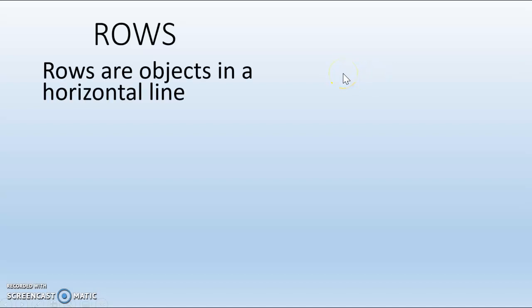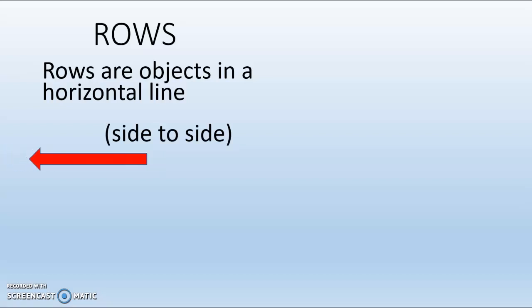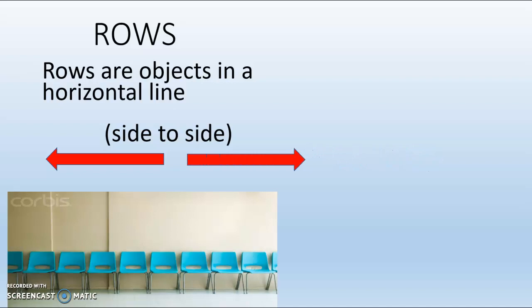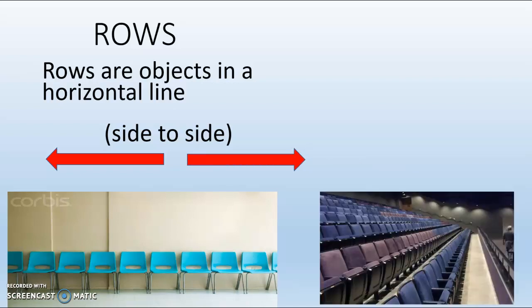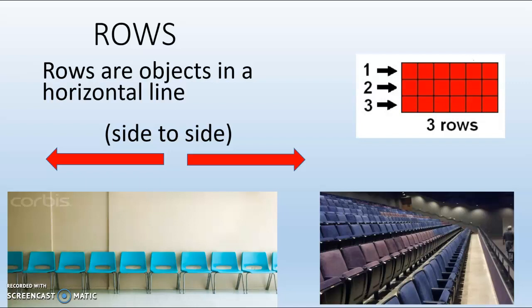We also learned about rows. Rows are objects in a horizontal line. That means they go side to side. Like this row of chairs, these rows of chairs in a theater, and this array has 3 rows.